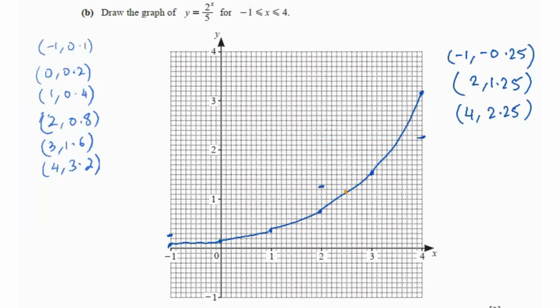So now let's join these. Oh, it's -0.25. My bad. This is over here. This is the point. Okay, yeah, now that makes sense. So this is our line, and the intersection points are over here and over here.